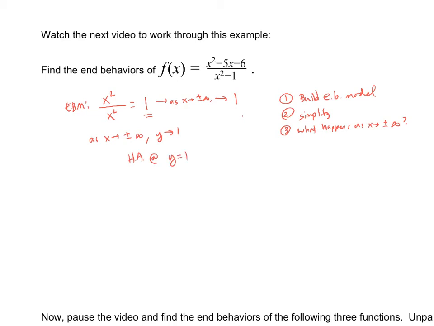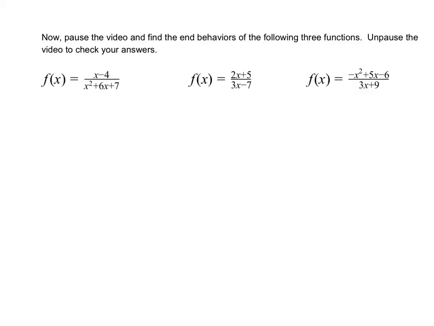So you build an end behavior model by taking the highest degree term of top and bottom. Then you simplify that end behavior model. And then you ask what happens as x goes to positive or negative infinity, and you state your end behavior. Now, pause the video and try the three problems below. If you're still a little shaky on it, you don't have to pause the video; you can just watch me do it. All right, so we're going to take the highest degree term and build the end behavior model for each of these. Now we're going to simplify each of those end behavior models. Then we're going to ask ourselves what happens as x gets really large, and I'm going to let the video play here.